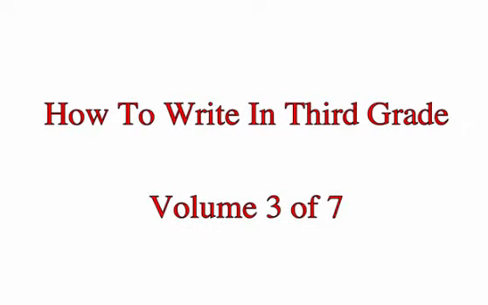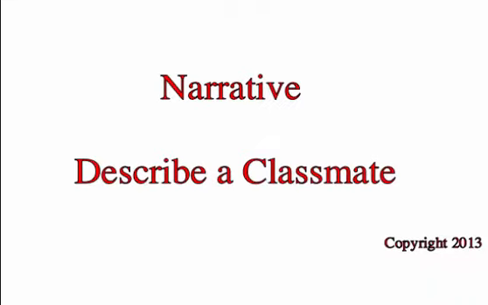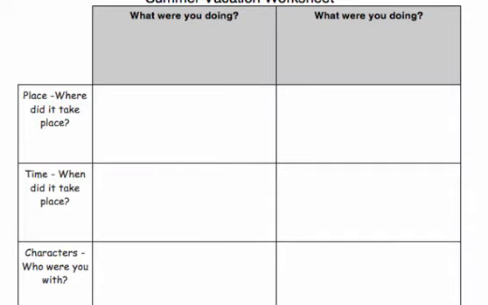How to Write in Third Grade, number 3 of 7. A narrative. Describe a classmate. Teacher background. This third writing piece will continue the work on narratives.